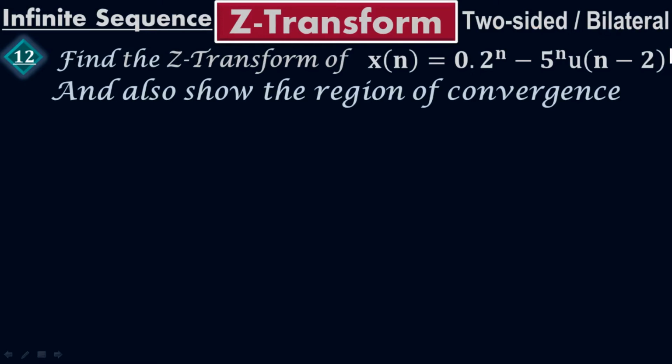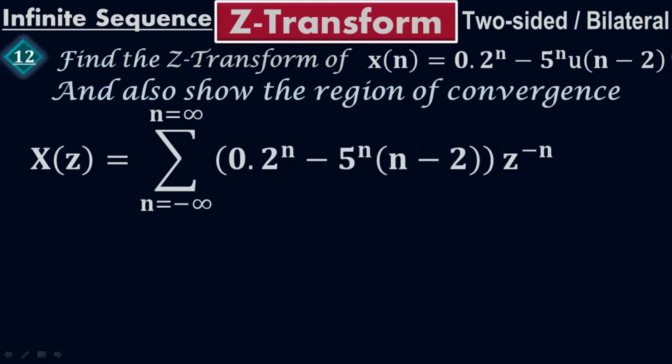To find the z-transform, we're going to plug in the value of x of n in the equation of the z-transform, which is X of z equals the summation of 0.2 to the n minus 5 to the n times u of n minus 2 times z to the negative n, which starts from negative infinity up to positive infinity. We need the two-sided z-transform. It is the equation of the two-sided z-transform or the bilateral z-transform. So for the x of n, we plug in this expression because my x of n equals this. So just plug in that expression here for the x of n.